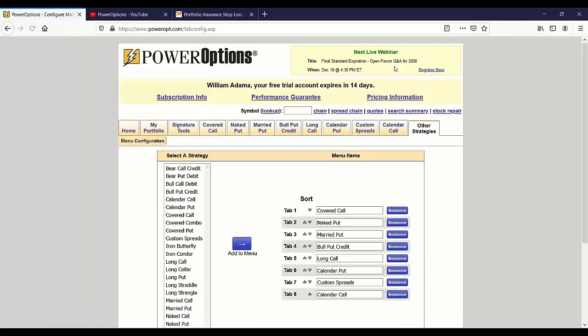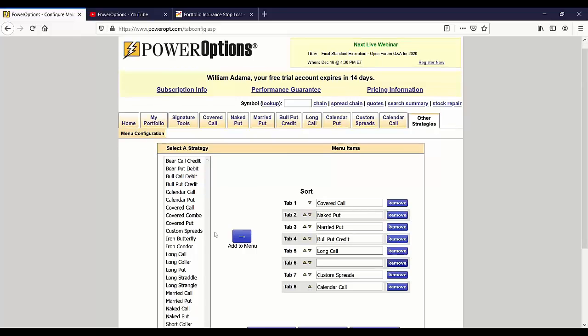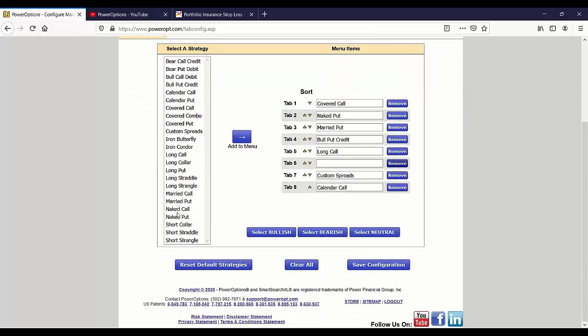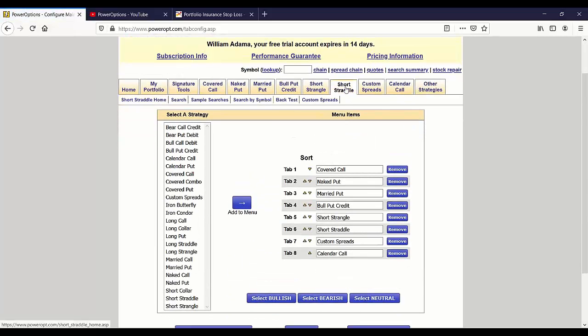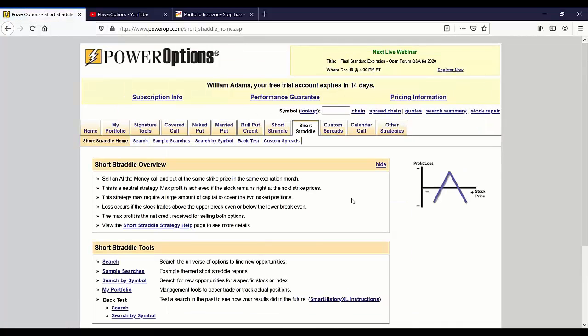Okay, so let's get a little bit personal here. Let's go into short straddles, so we're all on the same page. I'm sorry, let's add short straddle. I'm also going to add in short strangle. All right. What is a short straddle position?